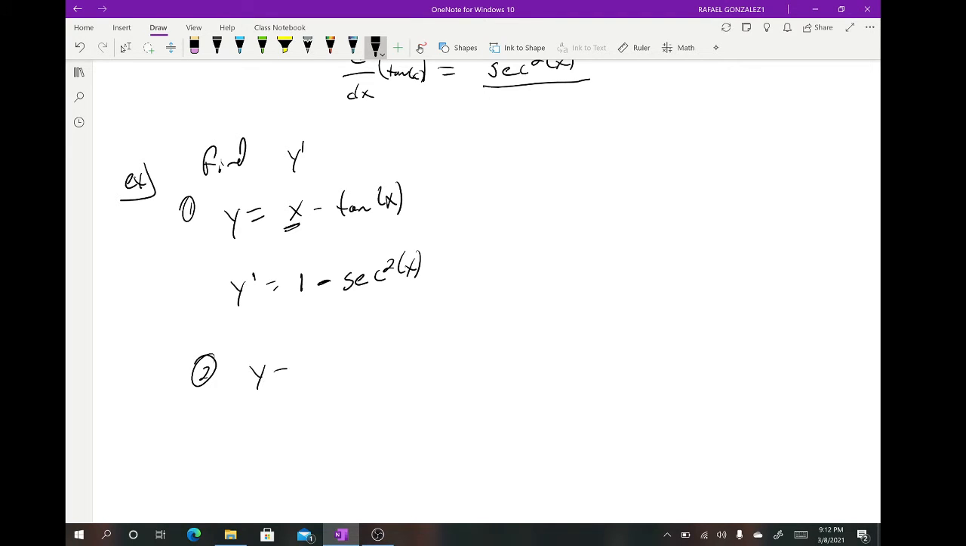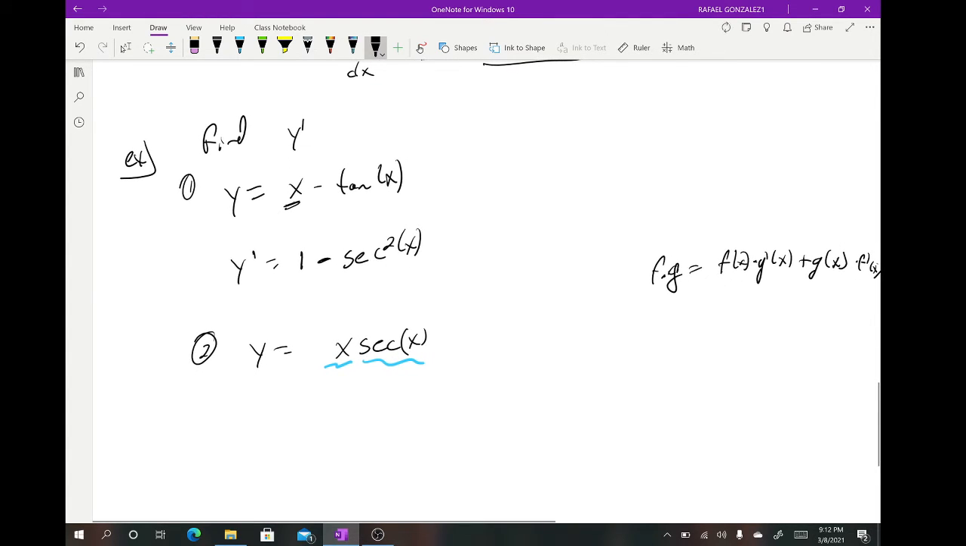How about this one? What if you have y equals x secant of x? Well, this is much more complicated than the first one because here we have a product. We have two functions being multiplied by one another. So that means that we have to use the product rule. Here we have the case where we have f times g. And remember, f times g was the first times the derivative of the second plus the second times the derivative of the first. For the product rule, it doesn't matter the order, but I suggest you keep it in this order because this order will help you remember the quotient rule.